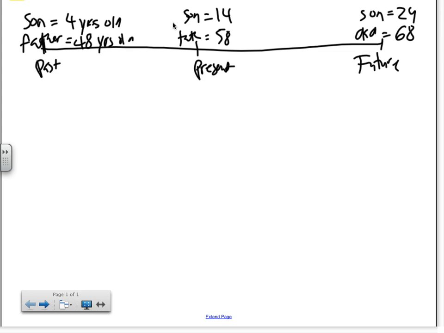Okay, now let's go back to the very basic of problem solving. We know that we need to find the son's age in present time and the father's age in present time. We have to come up with how many equations for this? 2.